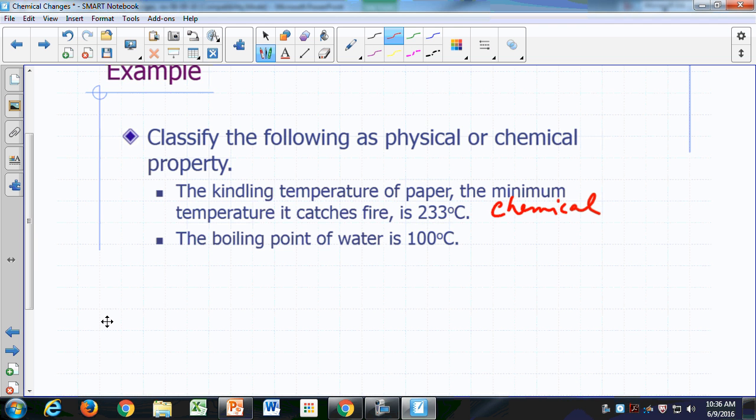The boiling point of water is 100 degrees. Well, when water boils, no chemical change is happening, so this is just a physical property. The boiling point is an example of a physical property.